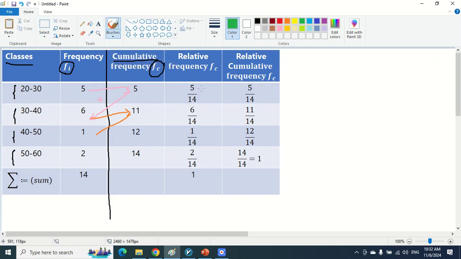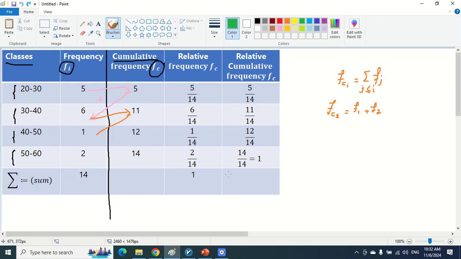For example, over here we have the relative frequency. The first frequency is 5, so we divide 5 over all the frequencies that we have, which is 14, so 5 over 14 will be that frequency. The next one is 6 over 14, the next one is 1 over 14, and the next one is 2 over 14. So it's enough to divide each frequency by the total frequencies to calculate the relative frequency.